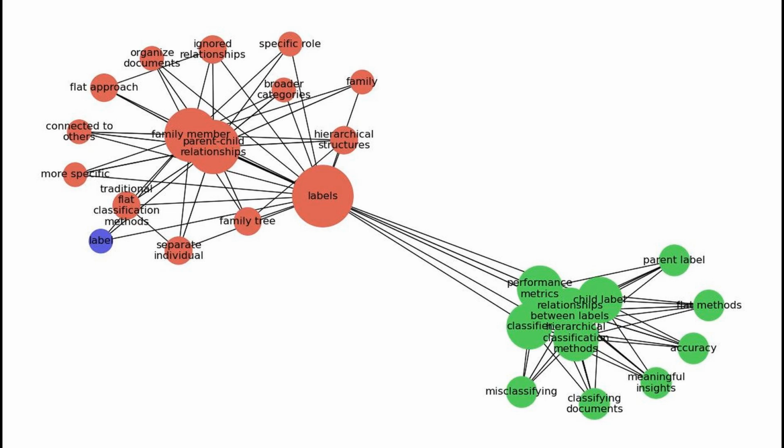However, in reality, it's more important to understand these relationships, as misclassifying a child label can indicate a deeper issue within the classification system. Hierarchical classification methods aim to address these problems by recognizing and utilizing the relationships between labels, which can lead to better accuracy and more meaningful insights when classifying documents.